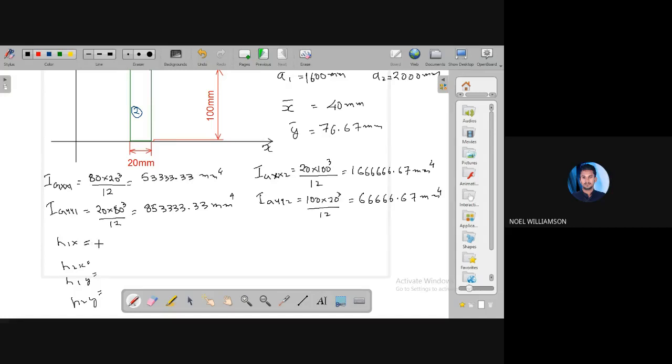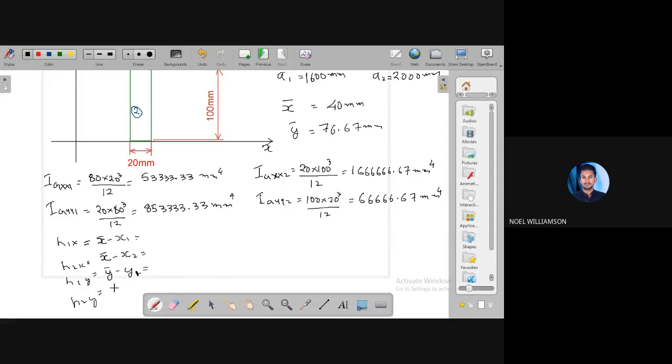H1x will be equal to x bar minus x1. H2x will be x bar minus x2. Then H1y will be equal to y bar minus y1, and H2y will be y bar minus y2.